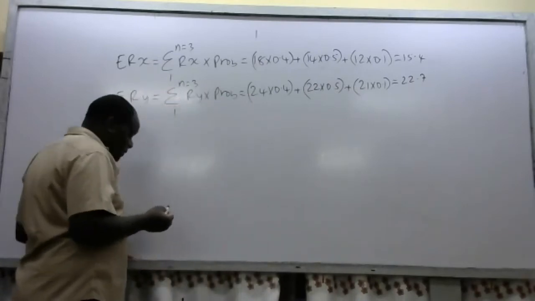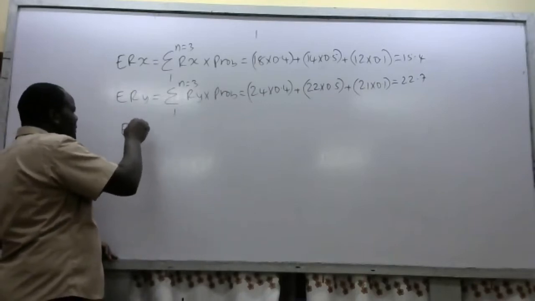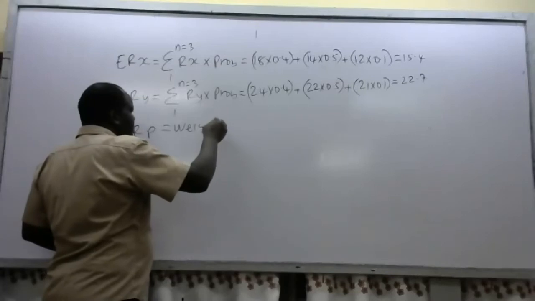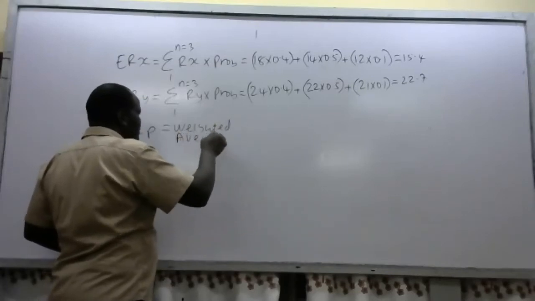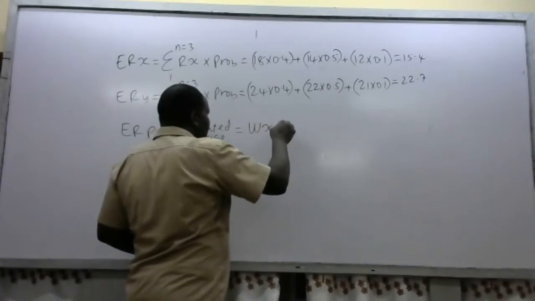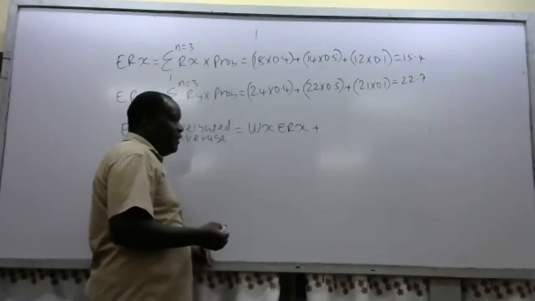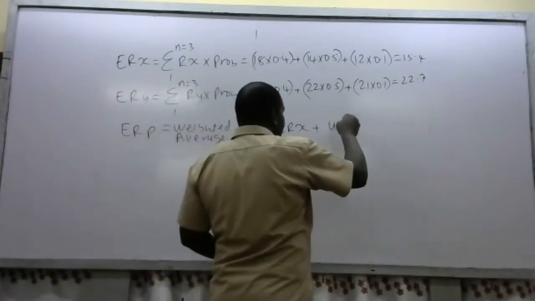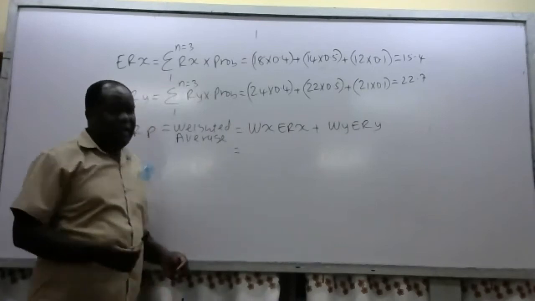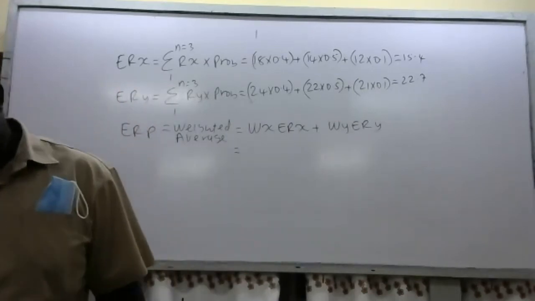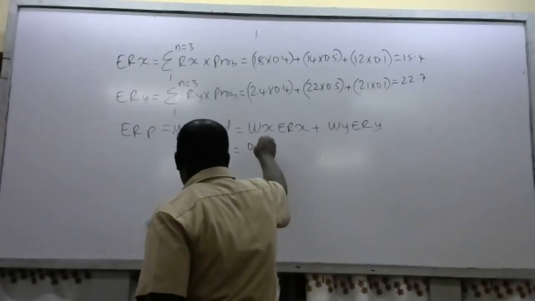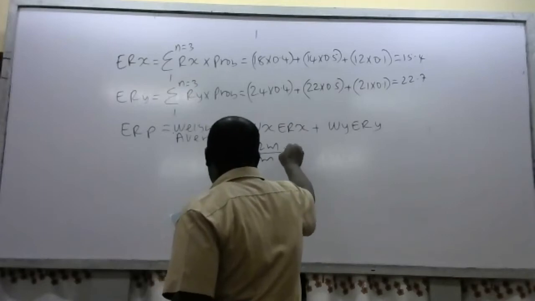But the question wanted the expected return for the portfolio. The expected return of the portfolio is the same as the weighted average, whereby you take the weight of X multiplied by the expected return for X, and we add the weight for Y multiplied by the expected return for Y. For X, they had said they were investing 200,000, which is the same as 0.2 million, and the total amount is 1 million.